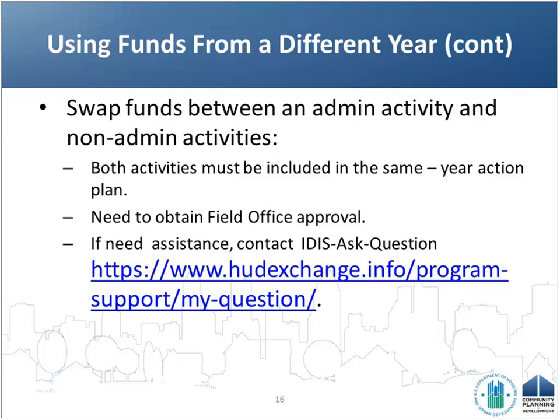If the grantee wants to use this solution, it will need to obtain the field office's approval. It's also not an easy solution when you swap funds. So if you need technical assistance, send a question to IDIS Ask a Question at the HUD Exchange link.